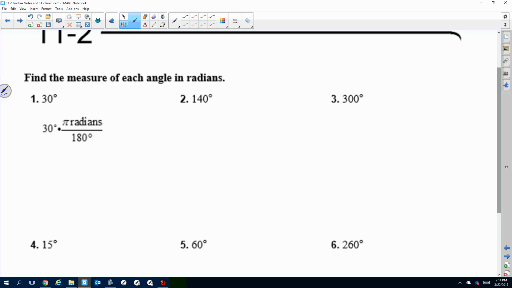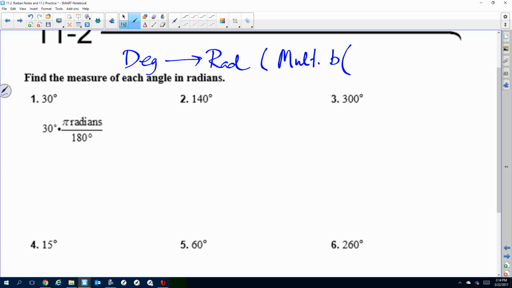But anytime we're going from degrees to radians, okay? Anytime we're going from degrees to radians, you have to multiply by, oops, forgot the pi, sorry. Multiply by pi over 180. So all of these problems here, 1 through 6, are multiplying by pi over 180.